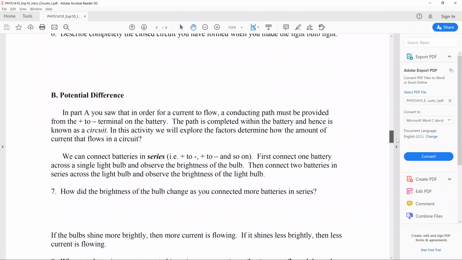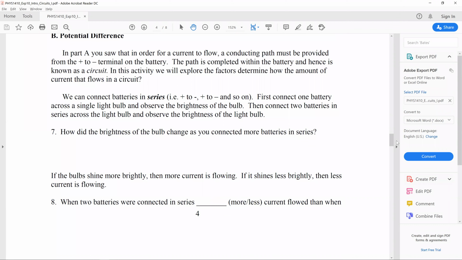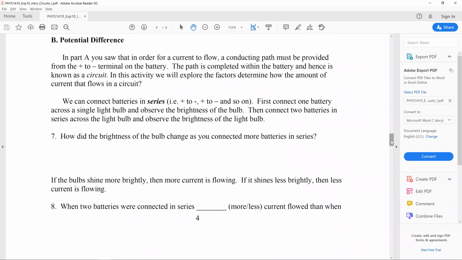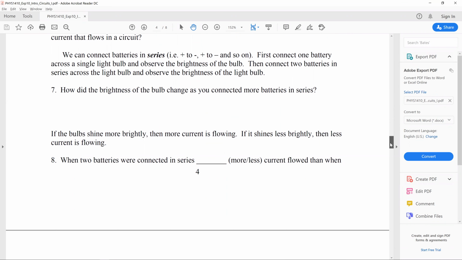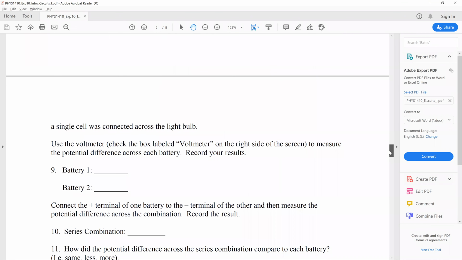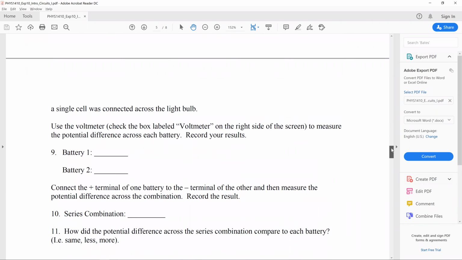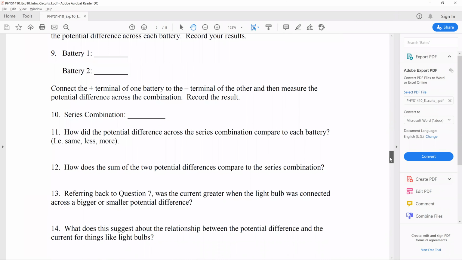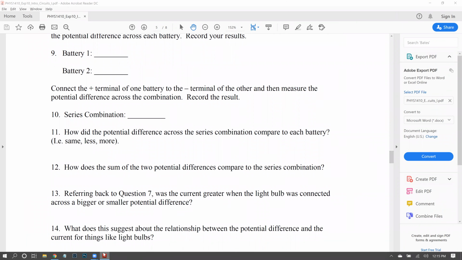So part B is our measuring part. And the first thing you're going to do is connect 2 batteries. So we'll compare 2 batteries versus 1. And then we will do some measurements. All right. So back to the simulation.